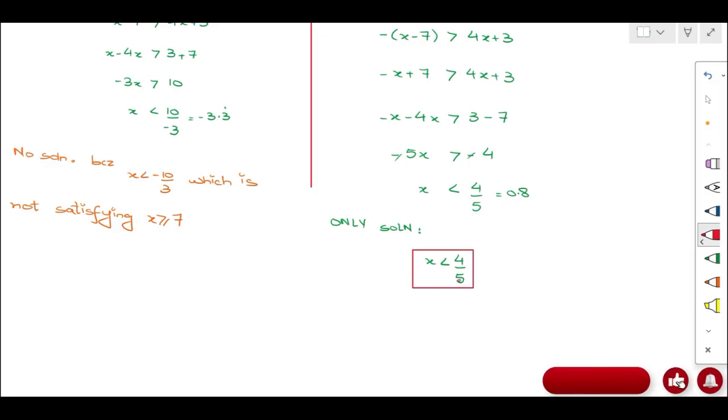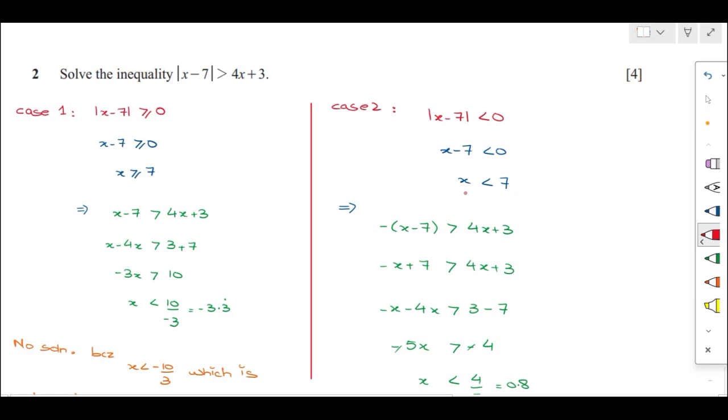4 by 5, or x values should be less than 0.8, and which satisfy this condition that it should be less than 7. So you have to do such type of question by considering two cases: when you have absolute sign on just one side of inequality. When you have absolute function on both sides of inequality, it is better to take squaring on both sides. I hope this makes sense now.